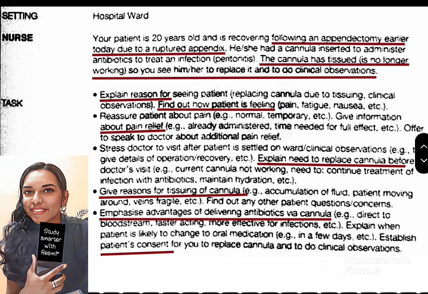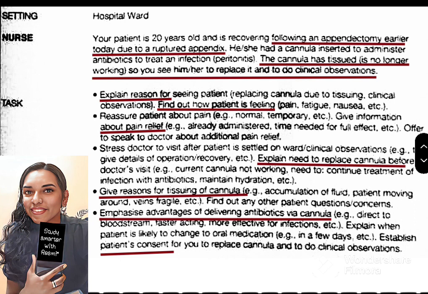Explain reason for seeing patient. That means it's like a new scenario. You are entering the room and greeting the patient, and you have to introduce yourself and start the conversation. So what do you have to explain? Replacing the cannula due to tissue, clinical observation. Find out how the patient is feeling about pain, fatigue, nausea. So they have given two subtasks.